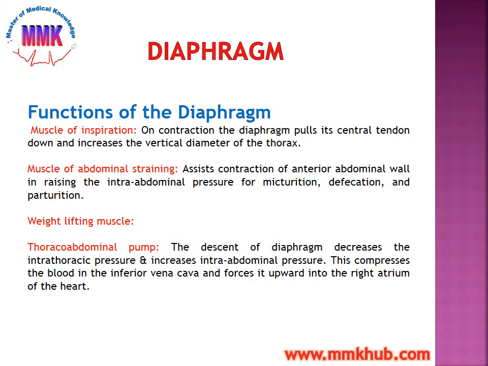Functions of the diaphragm. The diaphragm functions as a muscle of inspiration. It is the main muscle of inspiration, and on contraction the diaphragm pulls its central tendon down and increases the vertical diameter of the thoracic cavity.